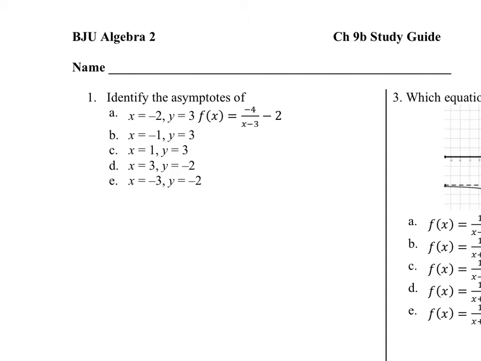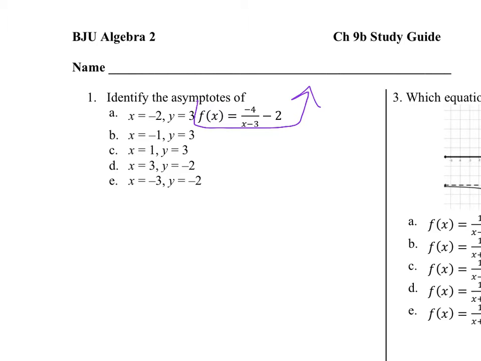All right, we're going to be working on the Chapter 9B study guide today. First, notice that this is actually part of the question. It won't be like this on the test. I apologize. So, identify the asymptotes of minus 4 over x minus 3, minus 2.